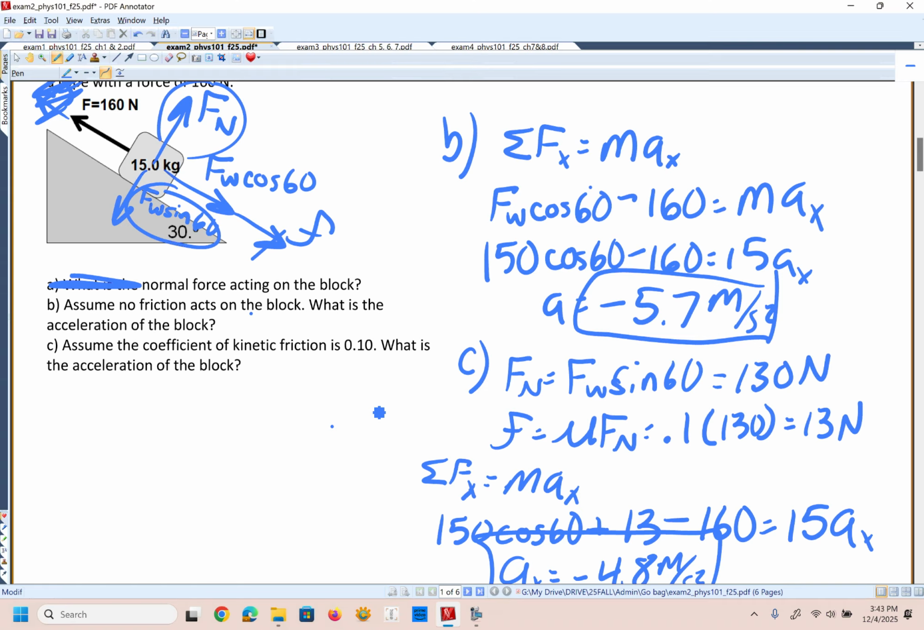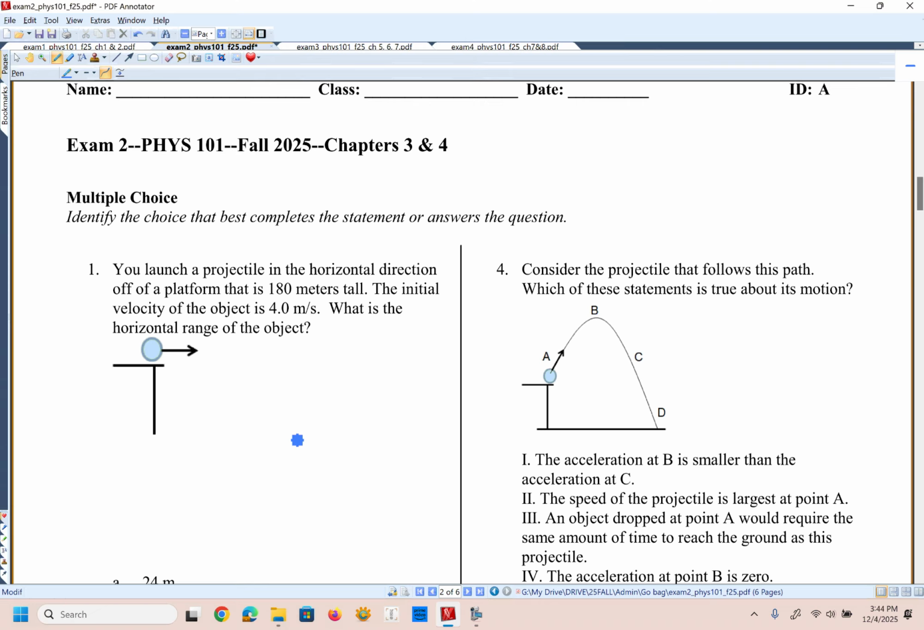You will have projectile motion in the multiple choice as well. It's one of those where it shoots out from a horizontal, you know what I'm talking about, instead of going like this.